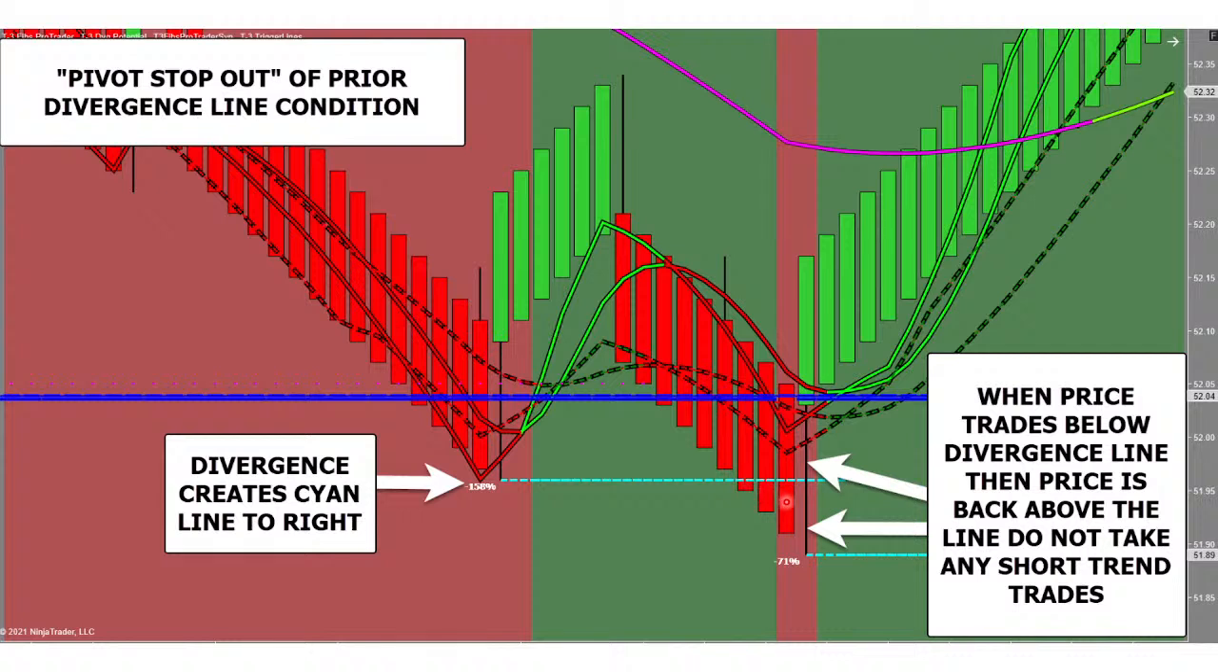And if price exceeds it a little bit and trades back above, then it becomes what we call a pivot stop out. And a pivot stop out is absolutely no more short trades. And if it's at a magenta line high and it trades above and below, the triggers are below, no more long trades. Guys, pivot stop outs, respect them. And they become even more powerful when they coincide with Fibonacci resistance or support.